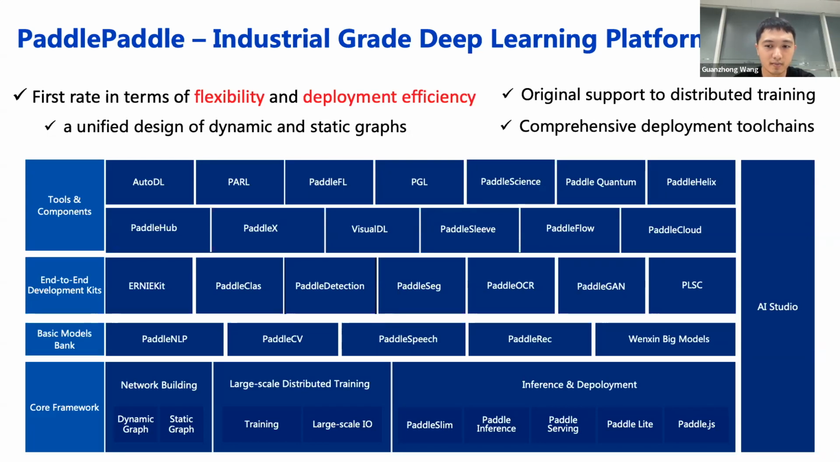PaddlePaddle includes and maintains many mainstream models and deployment kits that have been polished for a long time in the industry. This is very important for industrial use of PaddlePaddle to develop real applications. As you can see on our top layer, PaddlePaddle provides many tools and components which could help more people to use AI. For example, PaddleHub gives many pre-trained models to use directly on different applications. And VisualDL helps developers visualize the whole process of the training step and evaluate their model effect.